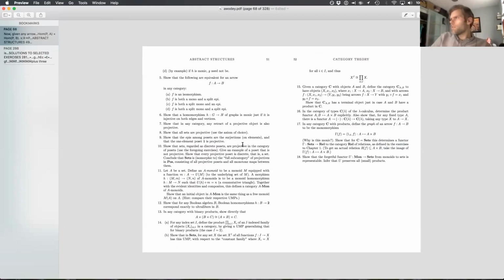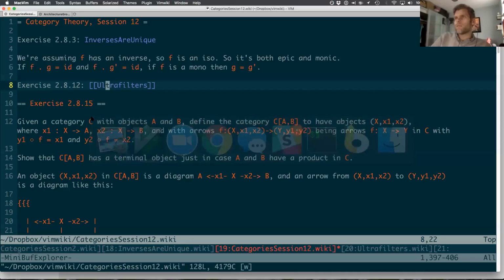It says, show that for any Boolean algebra B, Boolean homomorphisms from B to 2 correspond exactly to the ultrafilters in B. And we actually already did that.